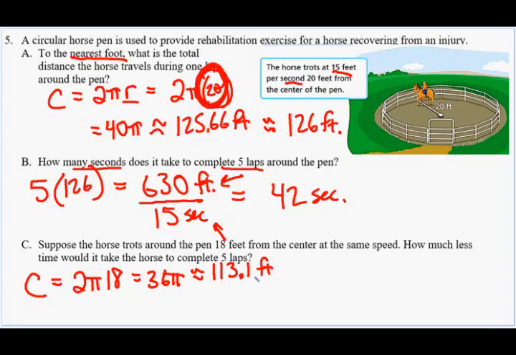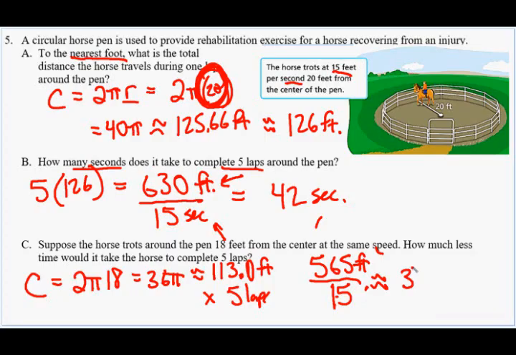So now we're going to take that 113, we'll just round it down to 113, and multiply it by 5 laps. So 113 times 5, the horse has traveled 565 feet total. And if they do 15 feet per second, because it says they are going around at the same speed, we're going to divide that distance by 15. And that turns out to be approximately 37.67 seconds.